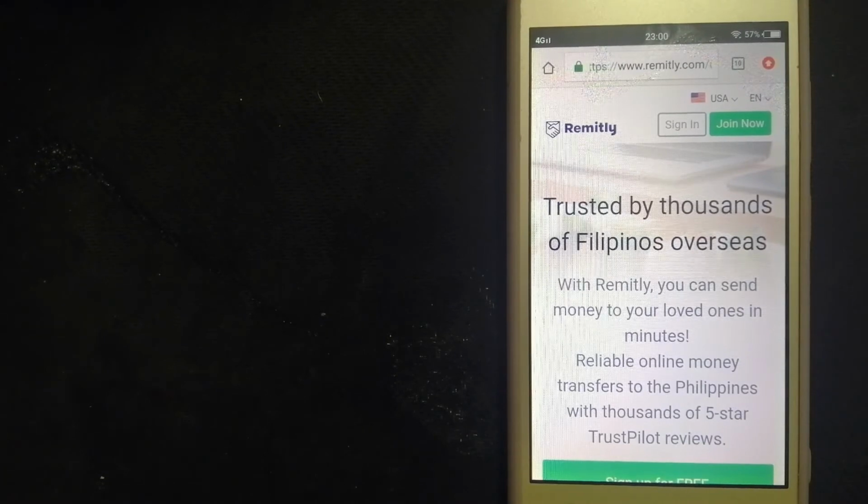Money transfer companies and government change rules all the time. If one of these services is not available anymore, or if you know another reliable way to send money abroad, don't forget to leave a comment and let the rest of us know.